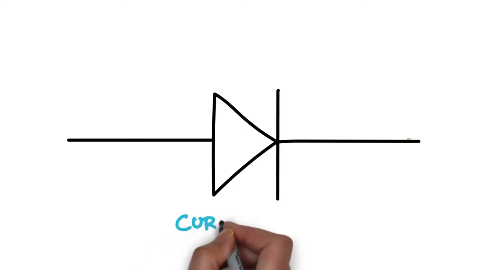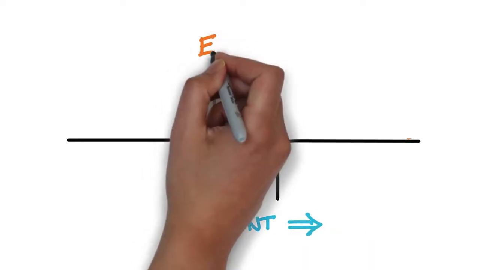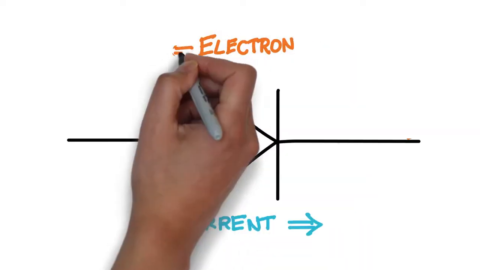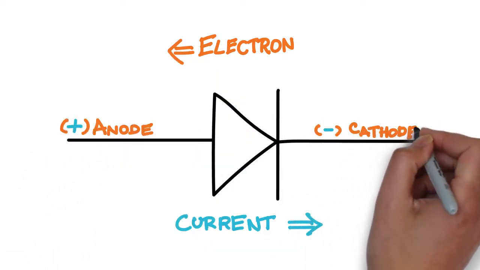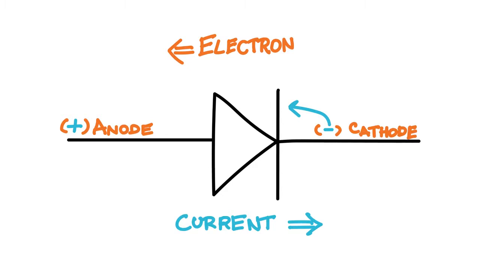This is the schematic symbol of a diode. The arrow is pointing in the direction of the current, as opposed to the flow of electrons. I usually think of the vertical line at the pointy end of the arrow as a sideways minus sign. That is the cathode of the diode.